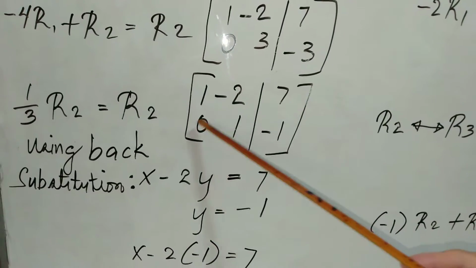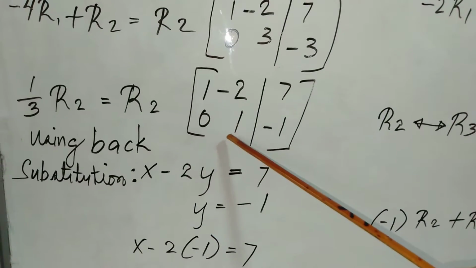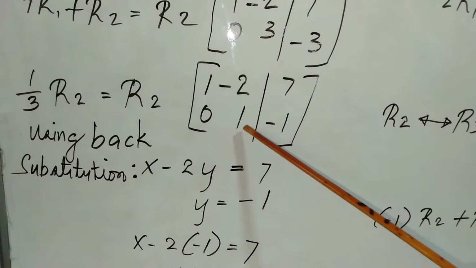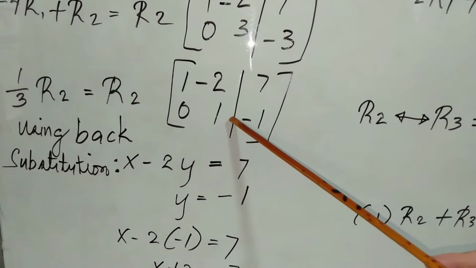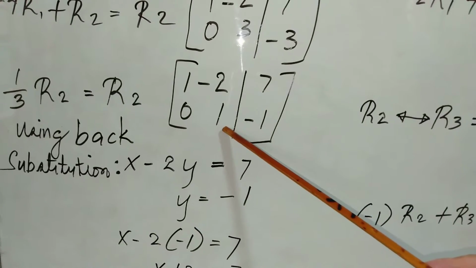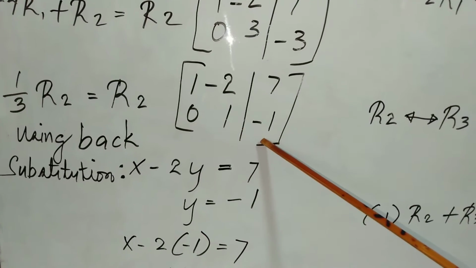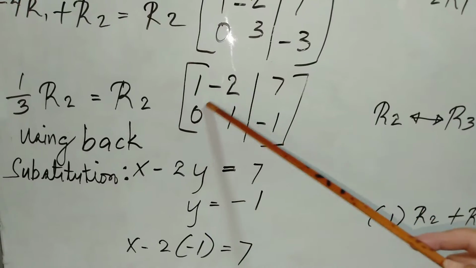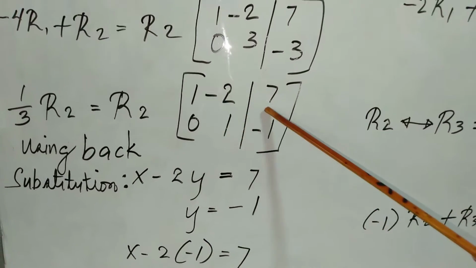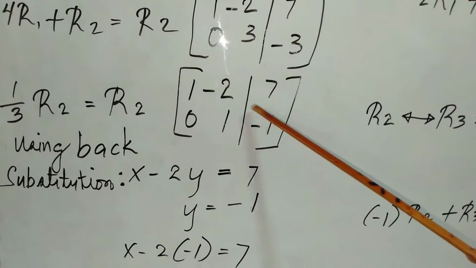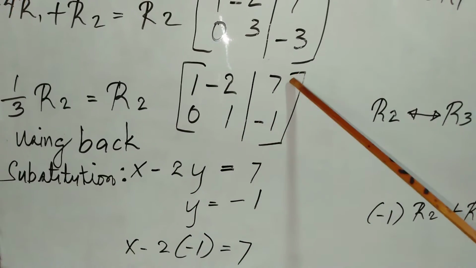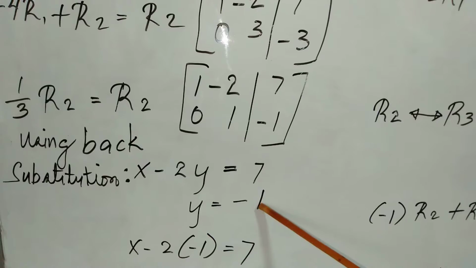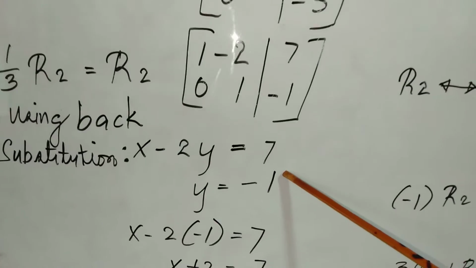So our simplified equation now is 1x minus 2y, this is x, this is y. So y is equal to negative 1. We just copy all of this and put this in as an equation. So x minus 2y is equal to 7, and y is equal to negative 1. So we have a value of y of negative 1.